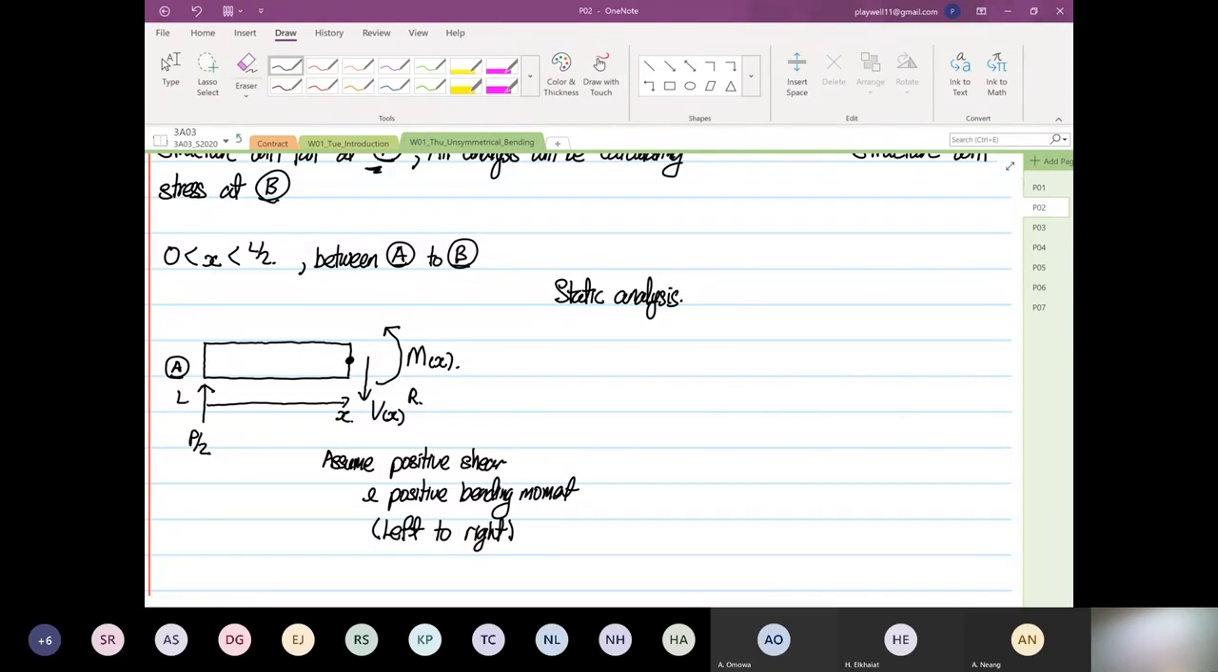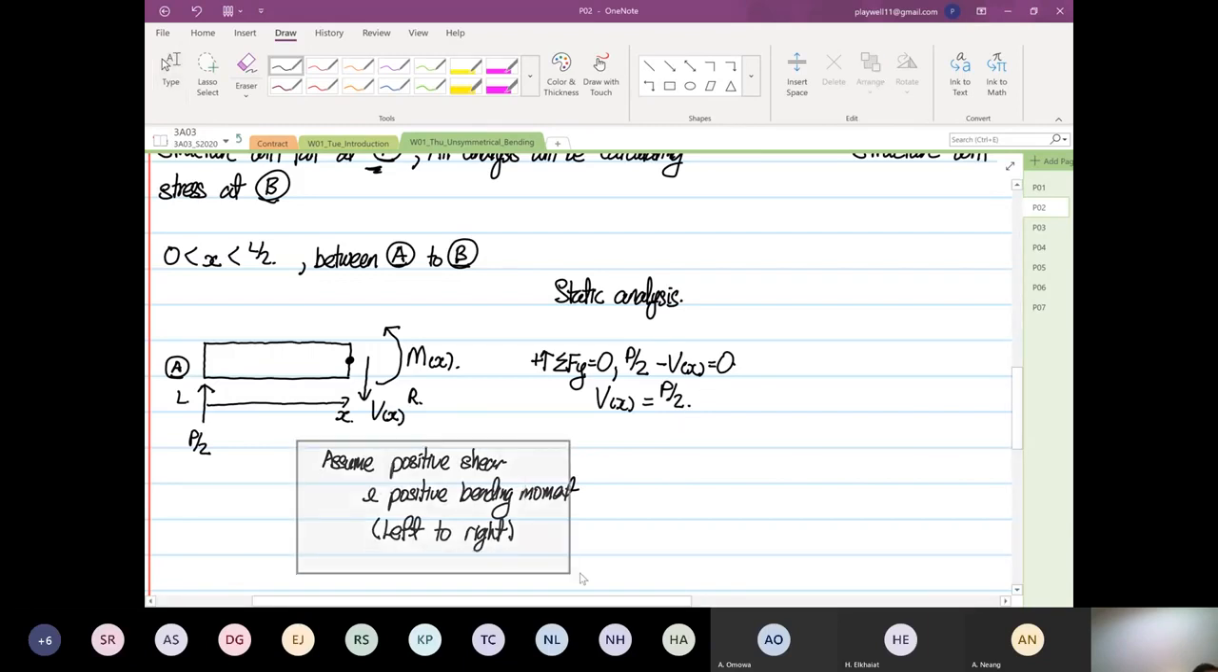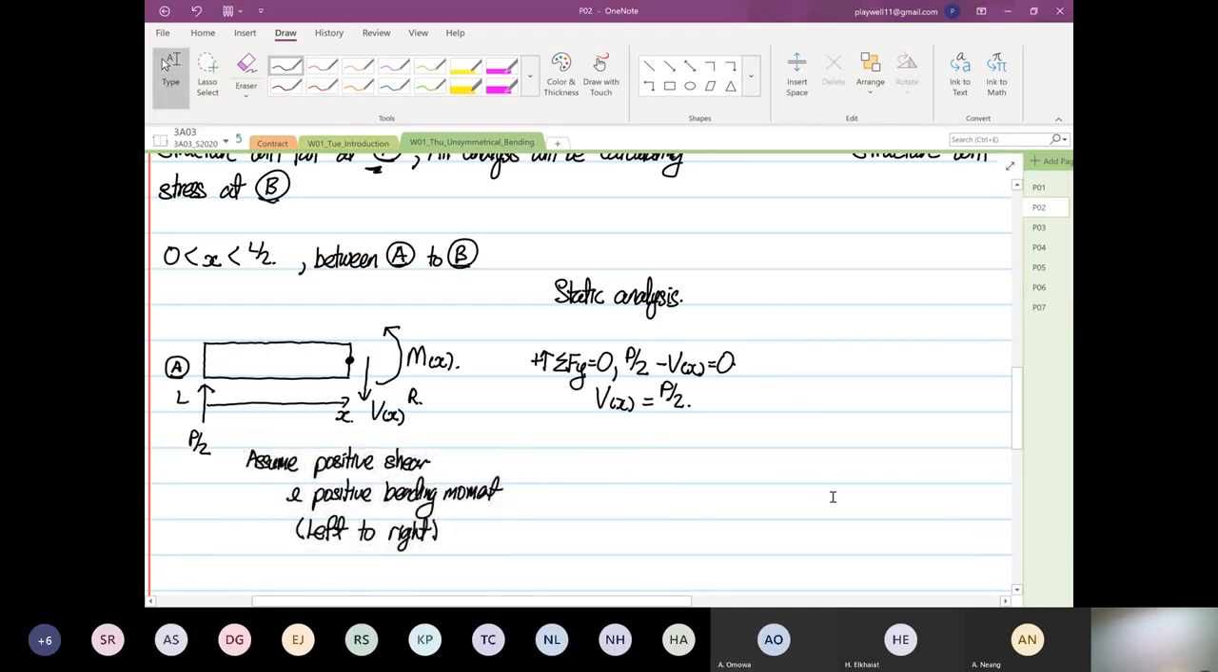So when this is the case, by doing static analysis, anything that is going up, summation of forces in the y direction is equal to 0. So you have P/2 minus V as a function of x is equal to 0. V(x) is equal to P/2. So this means from 0 to L/2, the shear force is a what? It's a constant.